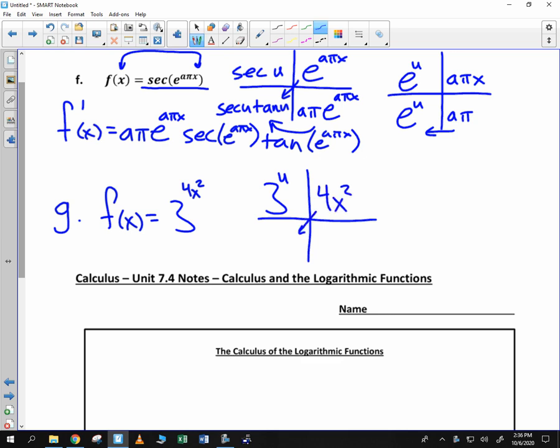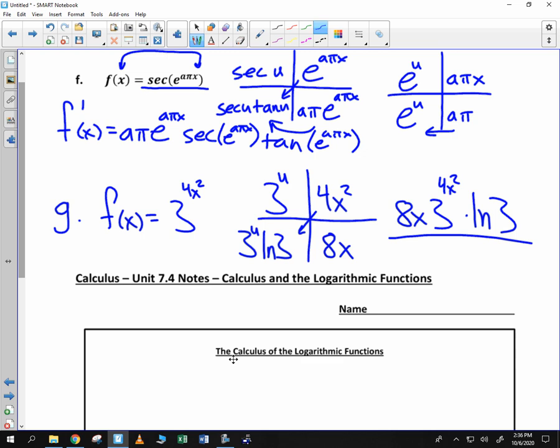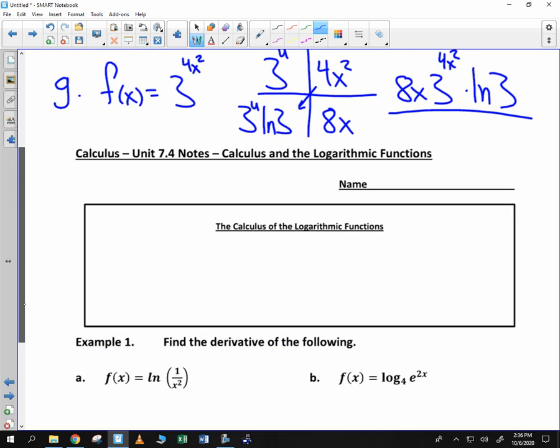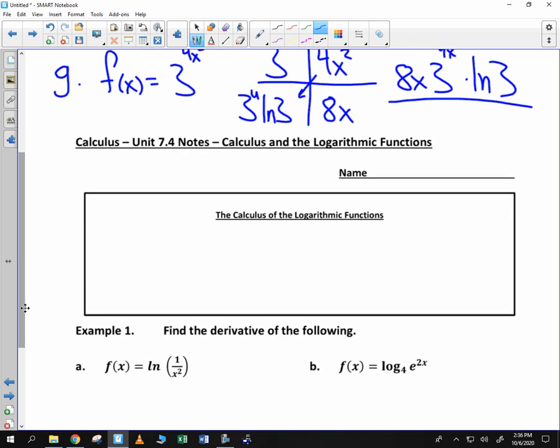Using the chain rule here, the derivative of 4x squared is 8x. The derivative of 3 to the u is 3 to the u times the natural logarithm of 3. So you just attach the natural log of the base. You multiply that out, you do get 8x times 3 to the 4x squared times the natural log of 3. So that's the derivative in that situation. If you have a different base than e, just attach on the natural log of that base.